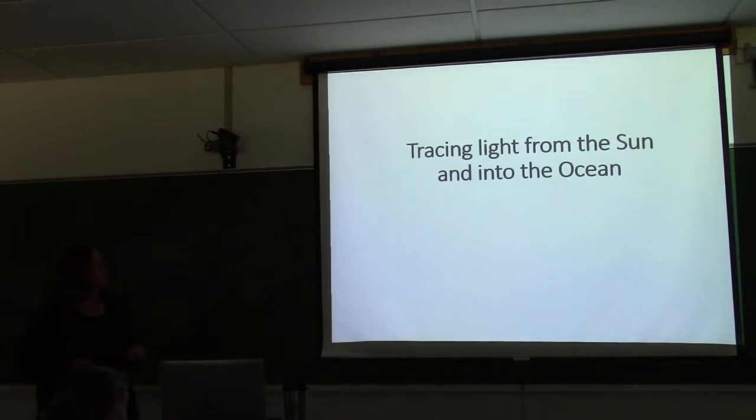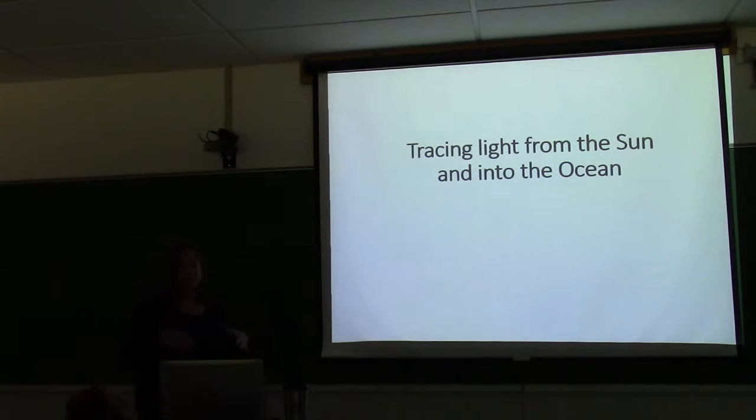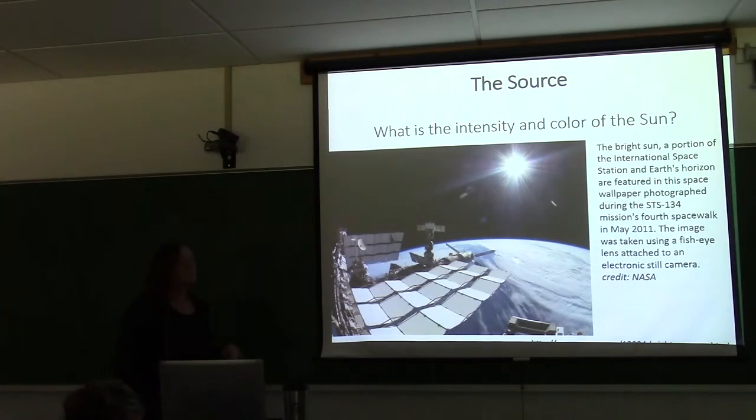Okay. So today I wanted to start with thinking about the light coming from the sun and entering into the ocean, just to make sure that everybody's on the same page as we start to delve into some detail that we'll get into tomorrow. So I want to talk about the source. The source, of course, is the sun, right? And so my question to you is, what's the intensity and the color of the sun? Any ideas?